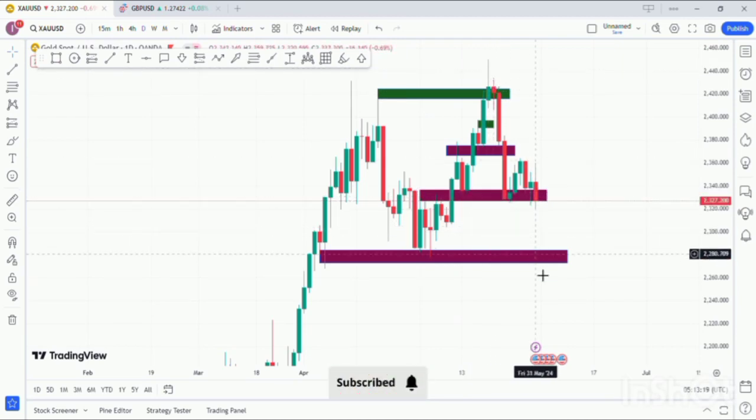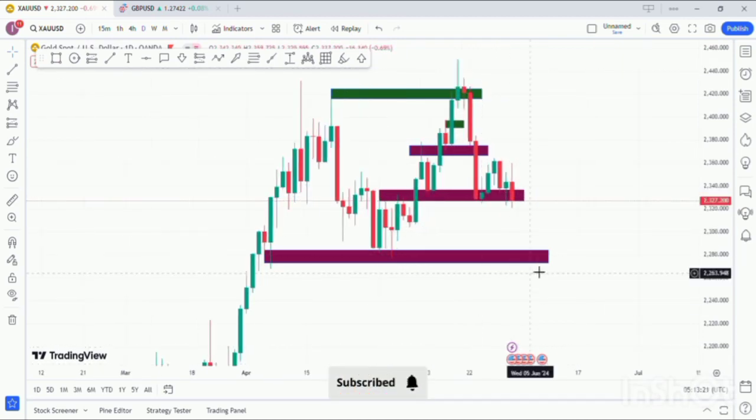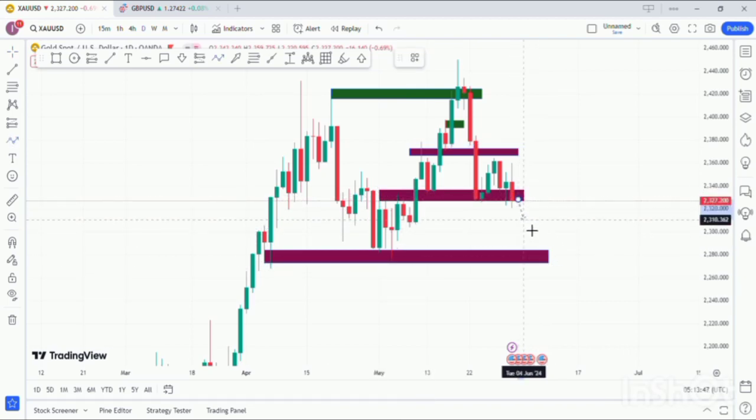So on the daily time frame for XAUUSD, we'll still be expecting some downward movement, guys. Expecting a drop to this support zone, to respect this support zone, because this is a very valid support zone on the daily time frame.